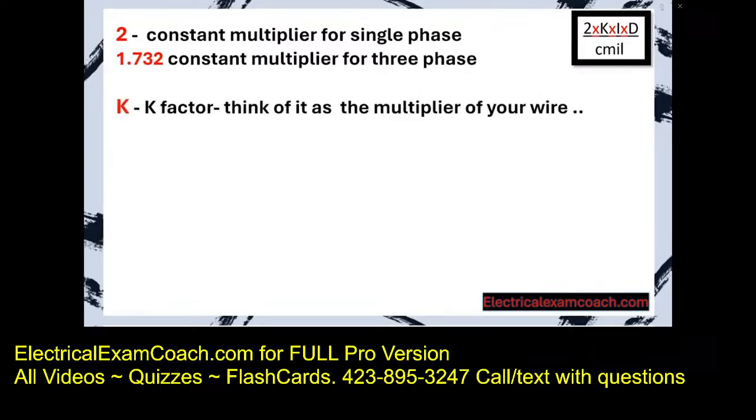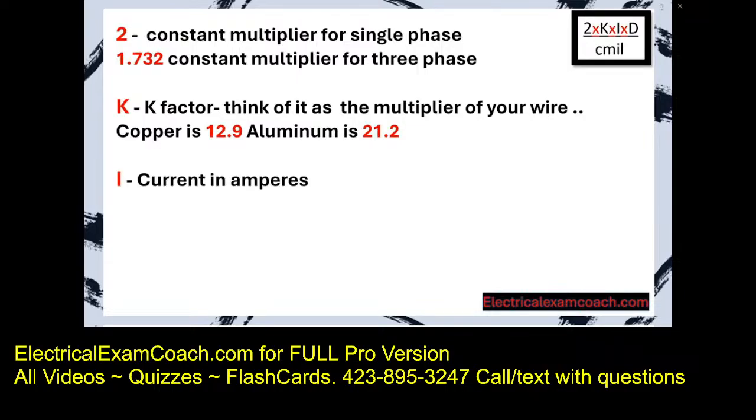K is going to be the K factor, and I want you to think of it like a multiplier for your wire. For copper, it's 12.9, and aluminum, it's 21.2. Don't worry about remembering all this. If you're able to bring in your book's tabs into your test, it has it in there. Your state might allow you to write inside your book, you can just write it in there. And if you have to do it like I did, you'll just go into the exam and the first thing you'll do is write it down on your scratch piece of paper.